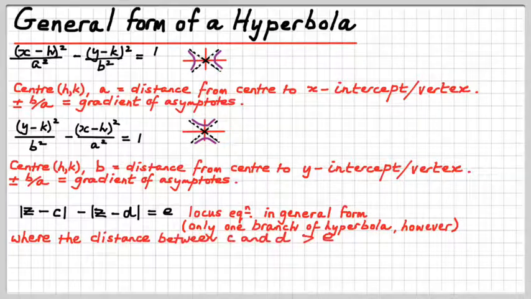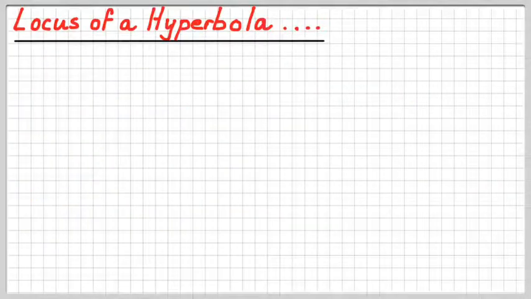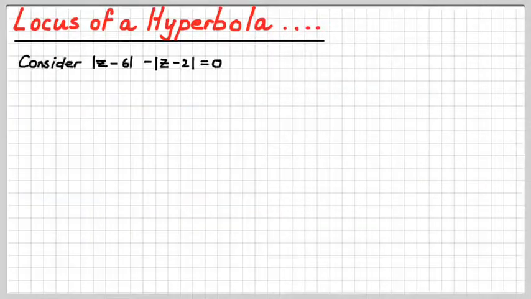Okay, so the distance between C and D has to be more than E for a hyperbola, whereas for the case of the ellipse it had to be less than, didn't it? Yes. How marvellous. Okay, let's go. Fasten your seatbelts. Here we go.